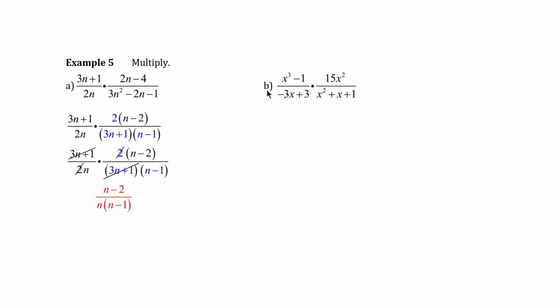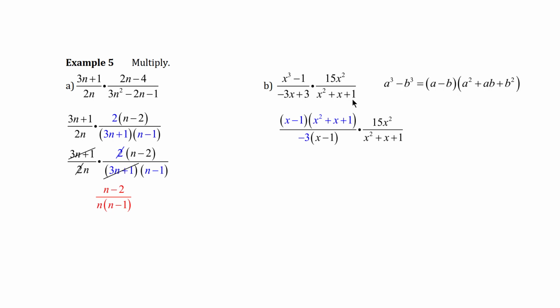Moving on to part B, we have x cubed minus 1 divided by negative 3x plus 3 times 15x squared divided by x squared plus x plus 1. First off, we need to do a lot of factoring. We need to factor the x cubed minus 1 as a difference of cubes. We need to factor a negative 3 from the negative 3x plus 3. The trinomial x squared plus x plus 1 is not factorable, so we're going to leave that alone.